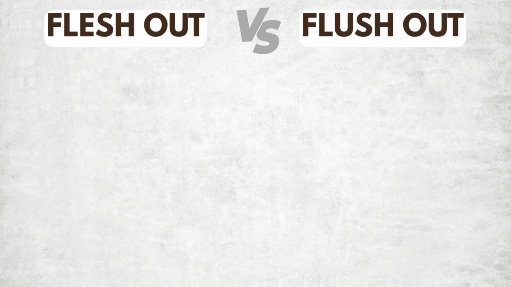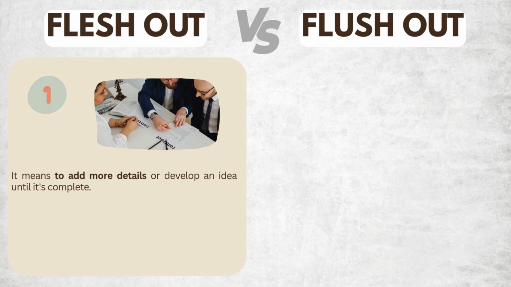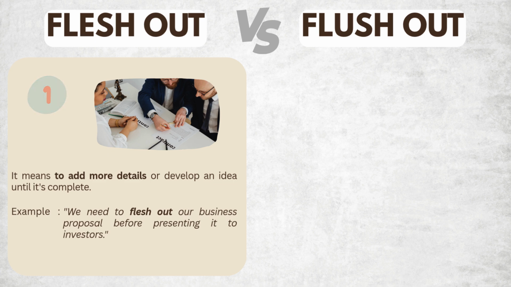Next up is another pair that even advanced English learners often confuse: flesh out and flush out. Flesh out means to add more details or develop an idea until it's complete. Think of it as putting flesh on a skeleton. For example, we need to flesh out our business proposal before presenting it to investors. Here, you're making the proposal more detailed and complete.